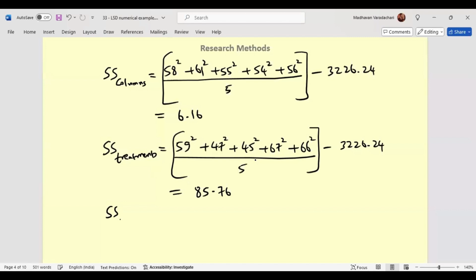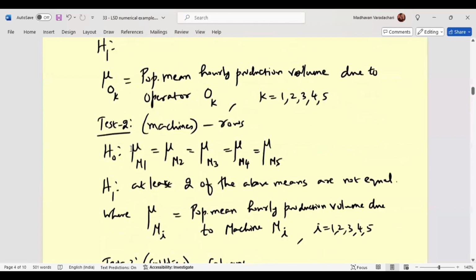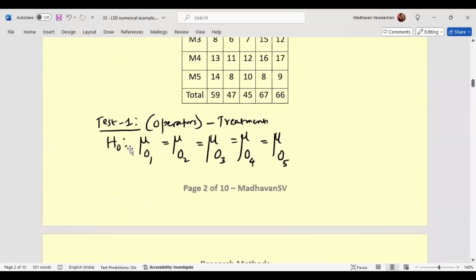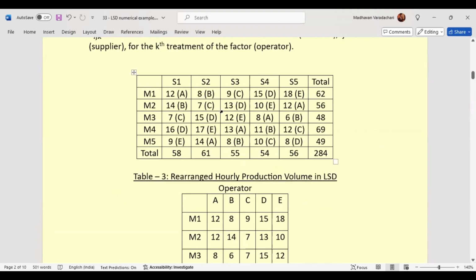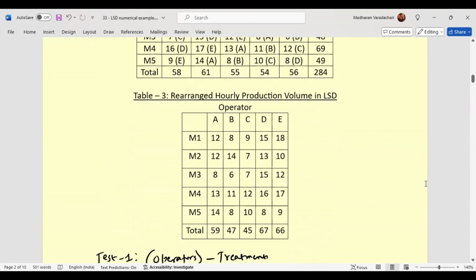Then we need to do the total sum of squares. Every observation in the original table needs to be squared, meaning 12 square plus 8 square plus 9 square plus 15 square plus 18 square plus 14 square and so on. All these observations need to be squared and then subtracted with the correction factor.